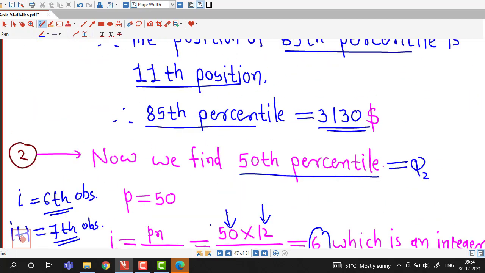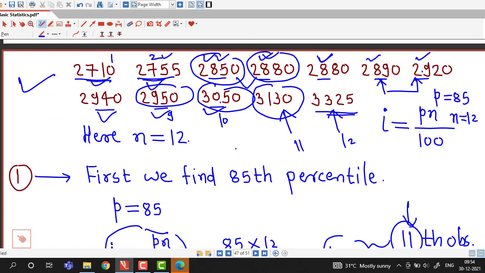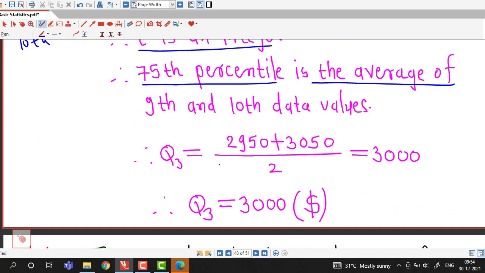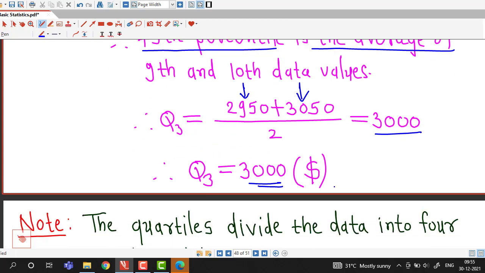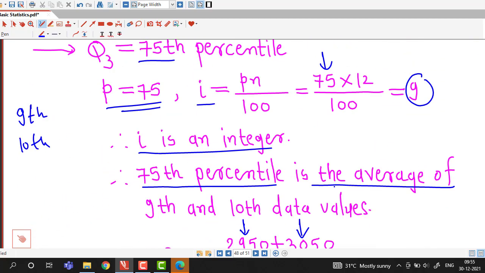So we have to look for the 9th and 10th position. This is the 12th position, this is 11th, this is 10th, and this is 9th. So the average of 2950 and 3050 will be the 75th percentile. That we have written here: Q3 equals the 9th observation plus the 10th observation divided by 2, and we obtain 3000. So this is the 75th percentile or Q3. In this way we can obtain the pth percentile using this method.